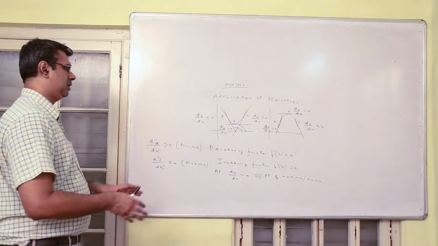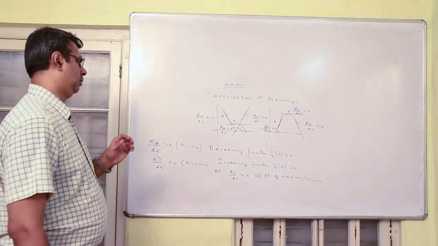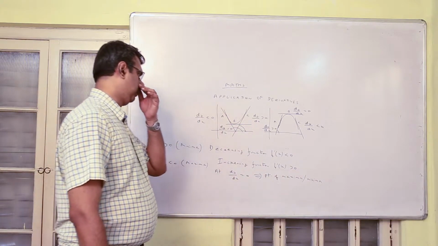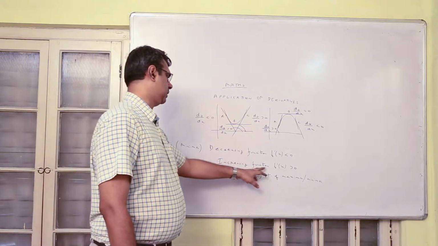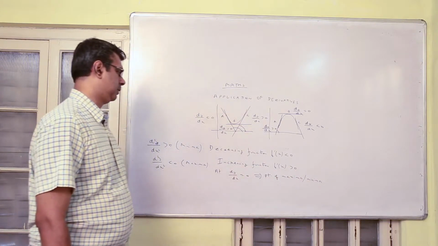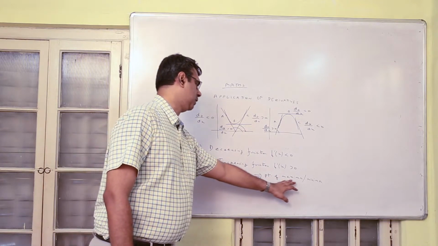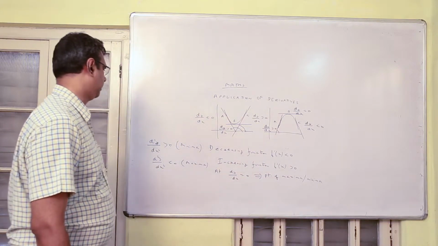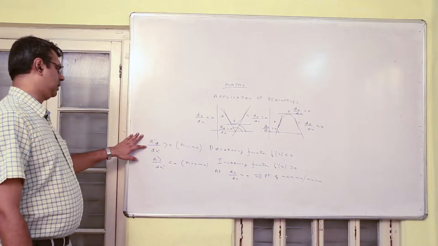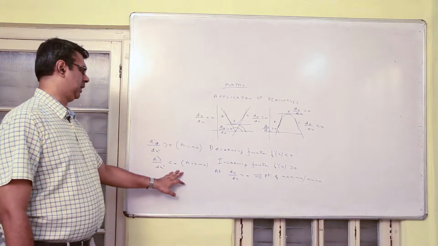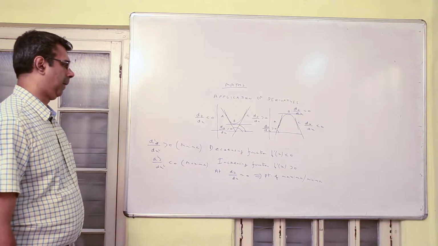So let us summarize this discussion. Whenever a function is decreasing, the derivative is negative. Whenever a function is increasing, the derivative is positive. If derivative is 0, it is a point of either maxima or minima. If the second order derivative is positive, it is minima. If the second order derivative is negative, it is maxima.